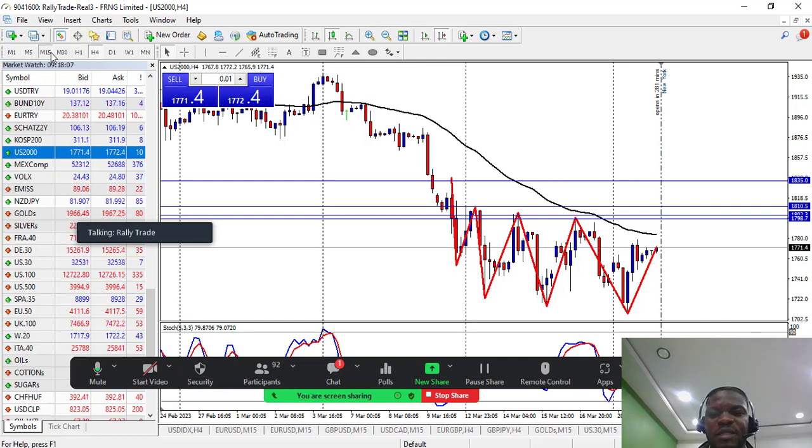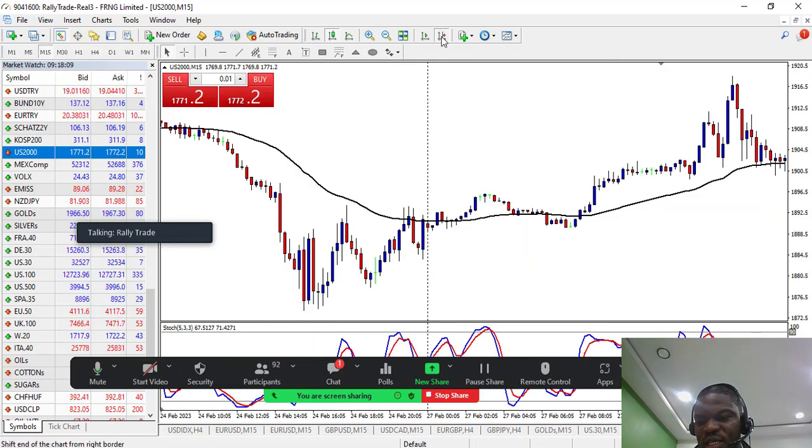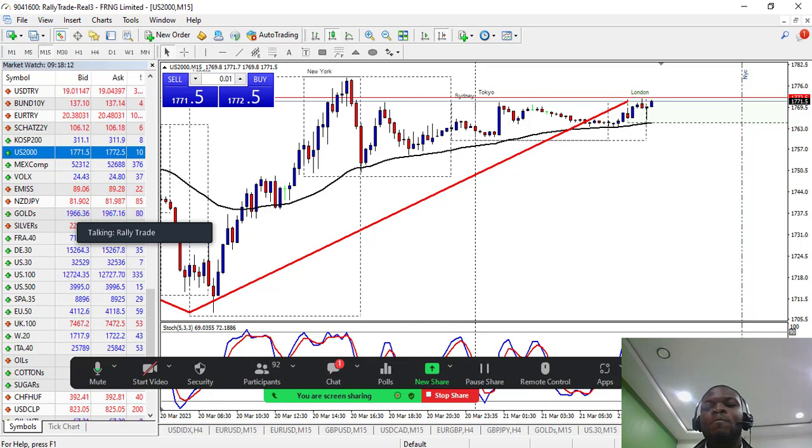So, 15 minutes time frame. This is the last instrument we are looking at for today. It's already past 9.